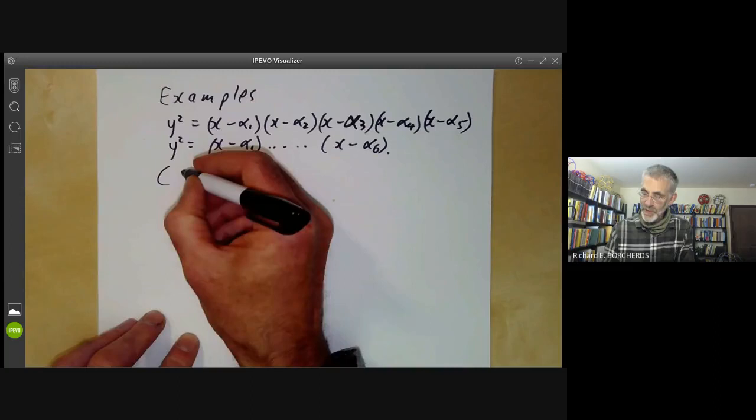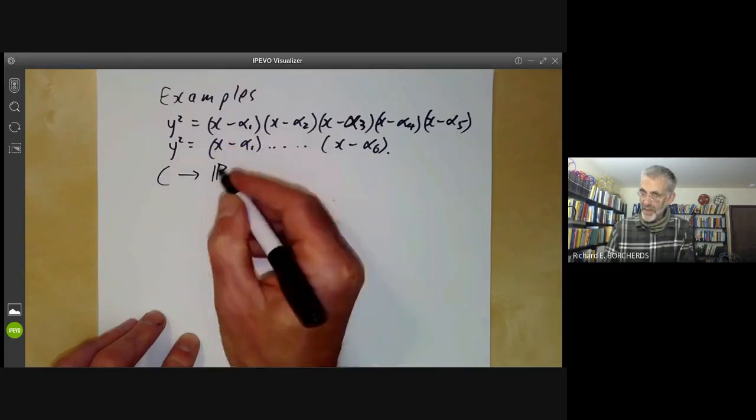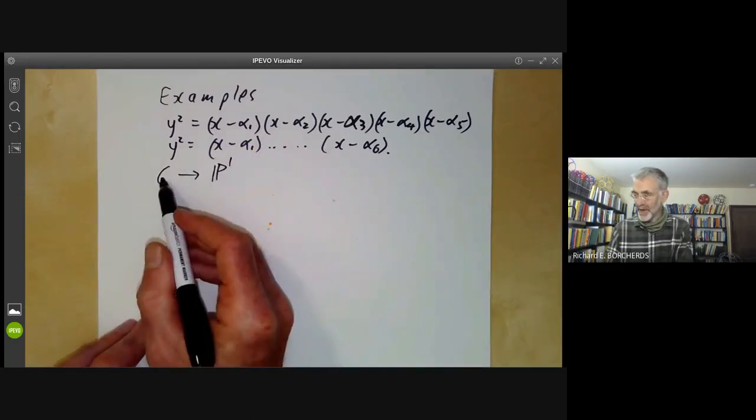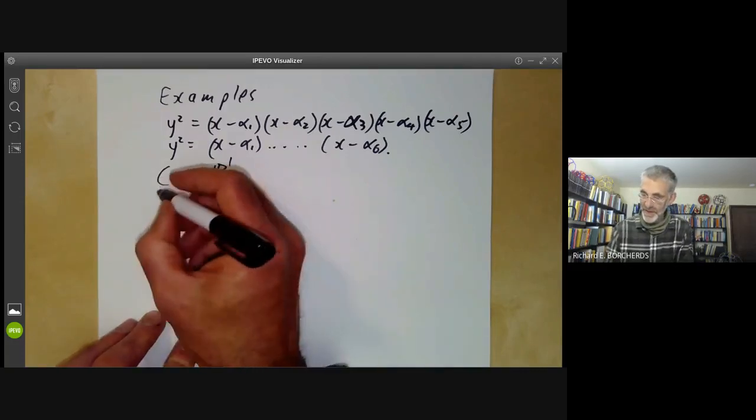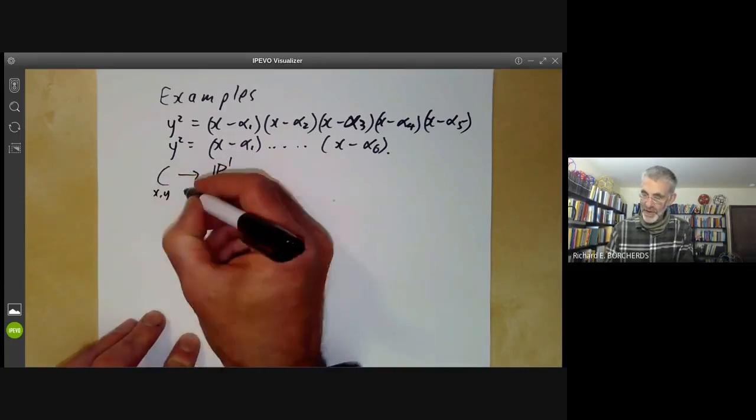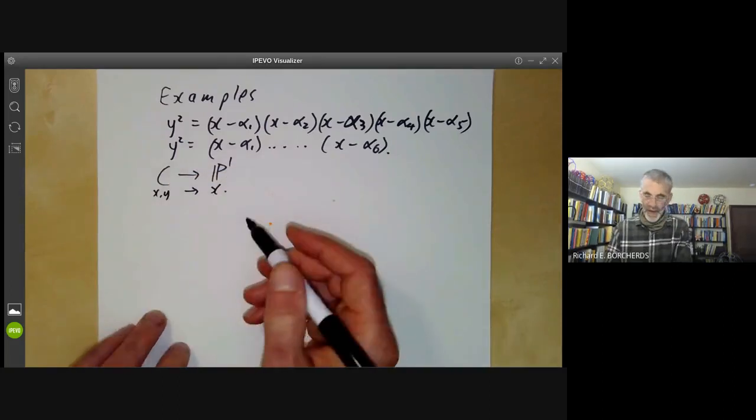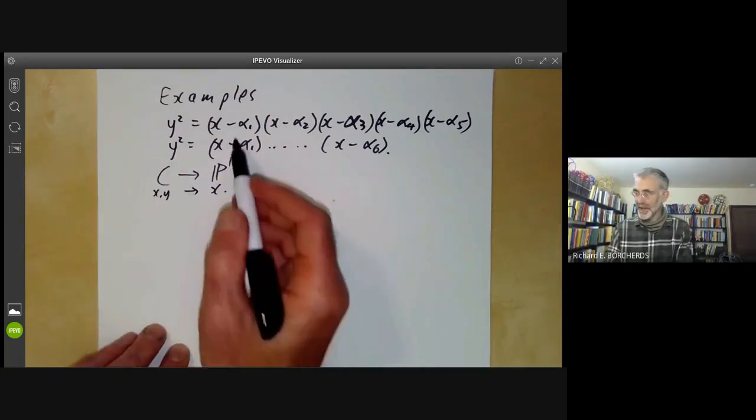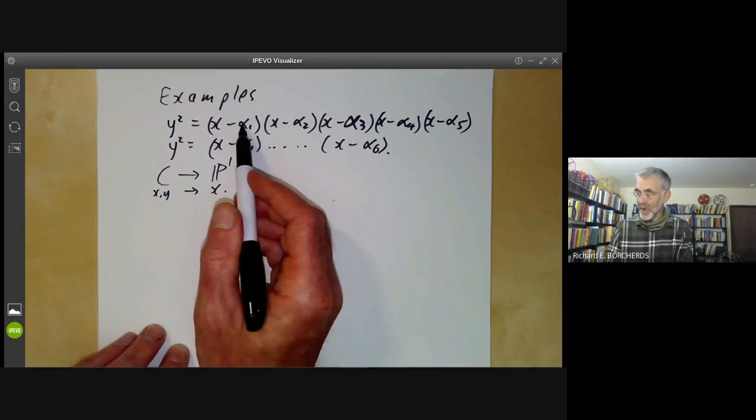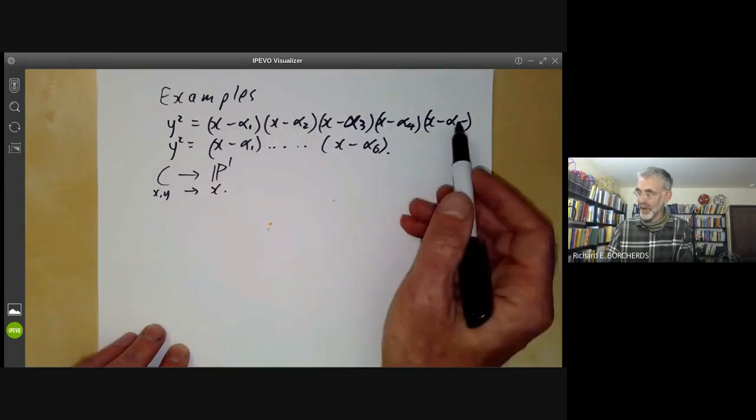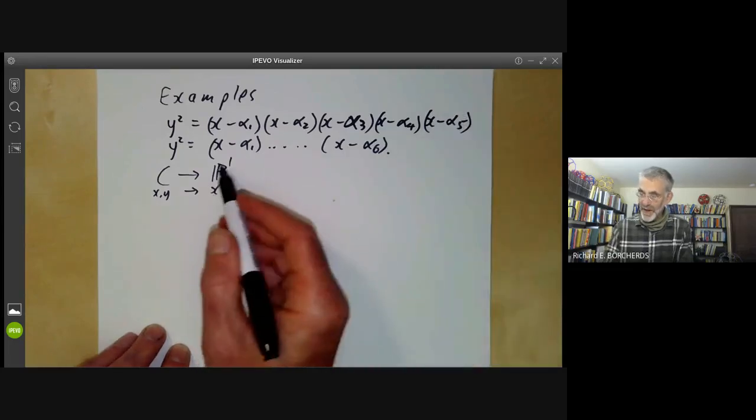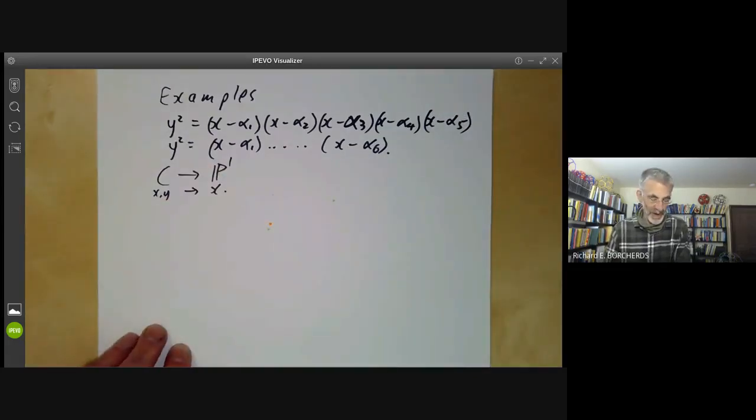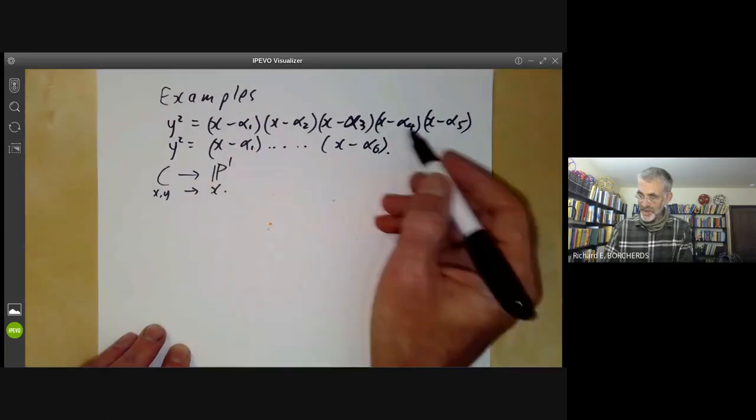You can see they're all 2-to-1 maps from the curve to the projective line, if we don't worry too much about the point at infinity. So this is just taking a point (x, y) to x. And it's 2-to-1, except when x is one of these 6 points, possibly including infinity, where there are 2 possible values of y. So we can draw a picture of the surface as follows.